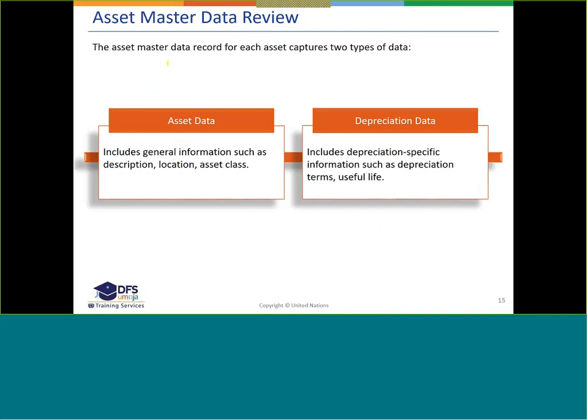So this is just a quick overview of the information placed in the system. You have the asset master record that has the regular information about description, location, asset class, etc. And then you have the depreciation information. This depreciation data is really the one that is affecting the accounts.